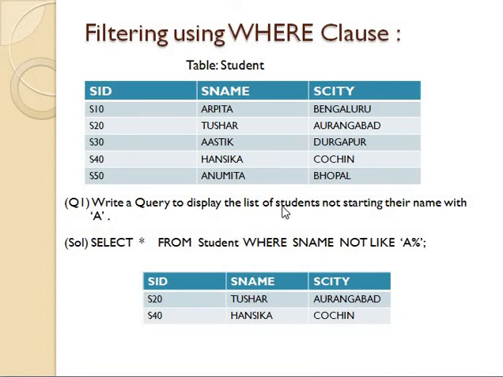Now along with the list of student names, I want to show the SID as well as the SCity for these students, that is Tushar and Hansika. That's why I write the query as select *, because star will include all these columns SID, SName and SCity to be displayed in the output table. And on doing this, the query becomes select * from student where SName not like 'A%' within quotation. This is because we are going to list the names of those students which do not start with the letter A, along with their SID and SCity, but their names should not start with the letter A. That's why we write the where clause as where SName not like 'A%'.